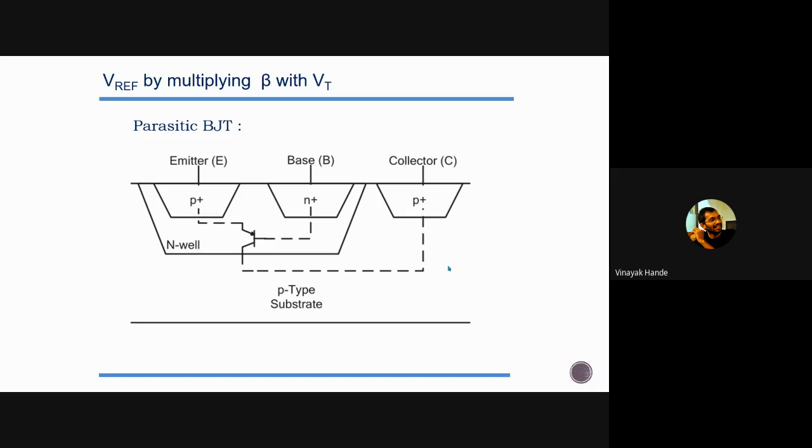There are some other things. This is exactly what a parasitic BJT looks like. Emitter is P plus, base is N plus, and collector is P plus. The collector P plus is nothing but the substrate, and the emitter P plus is nothing but a P plus area that we can use for a drain or source of a PMOS, right? And N plus is the same thing; this N plus region is generally used for a drain or source of an NMOS, right?